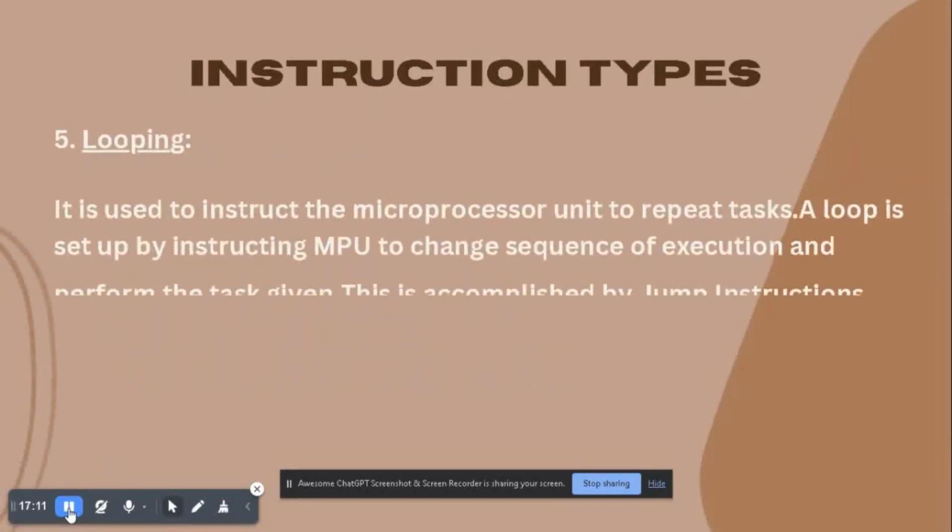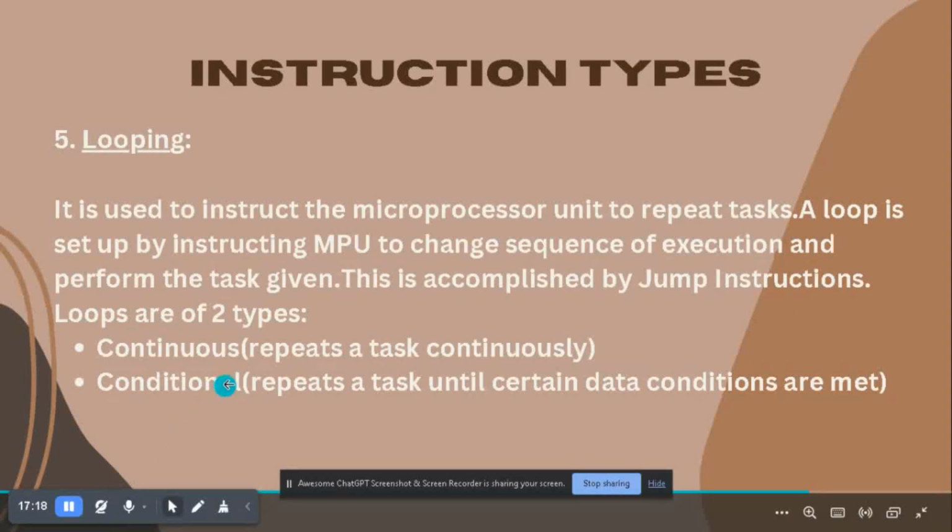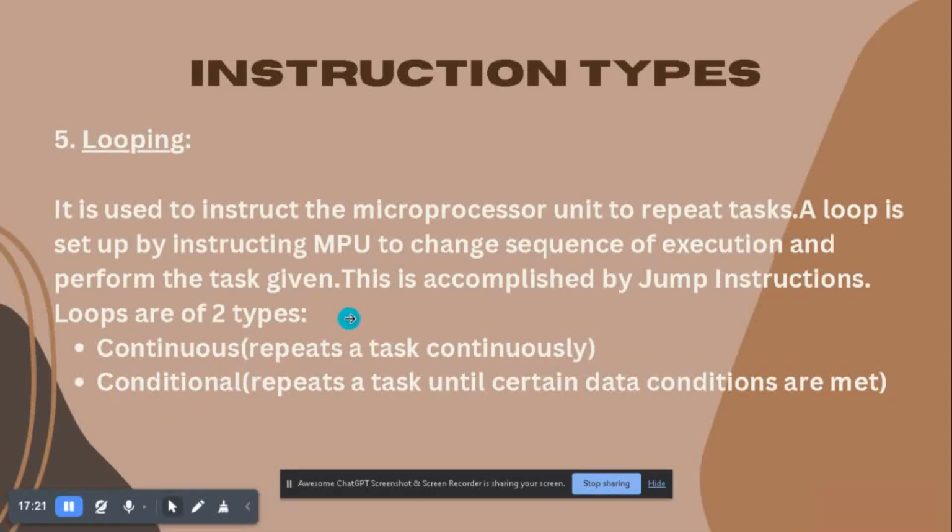Now the fifth instruction type is looping. Looping is used to instruct the microprocessor unit to repeat tasks. A loop is set up by instructing the MPU to change the sequence of execution and perform the task given. This is accomplished by jump instructions. Basically, we use a loop when we have to make a program in which we have to perform the same instructions again and again for a particular time. So there we use looping instructions.